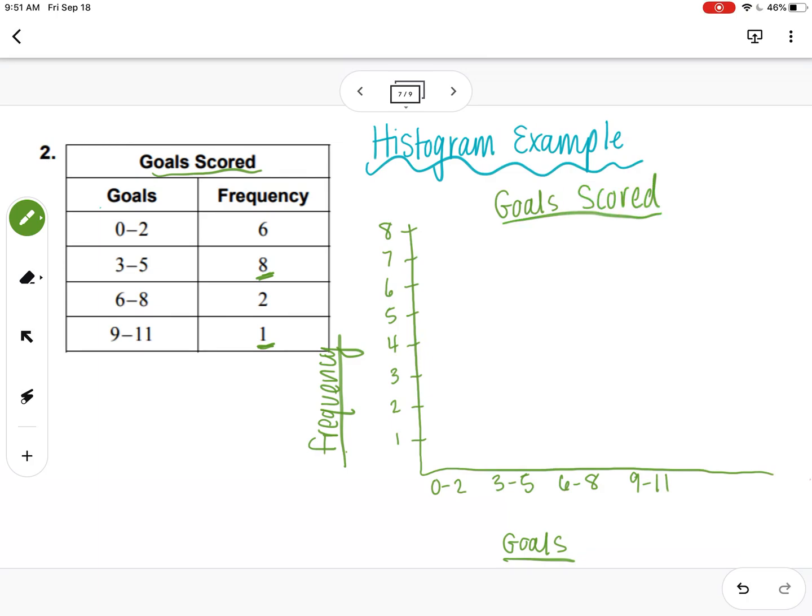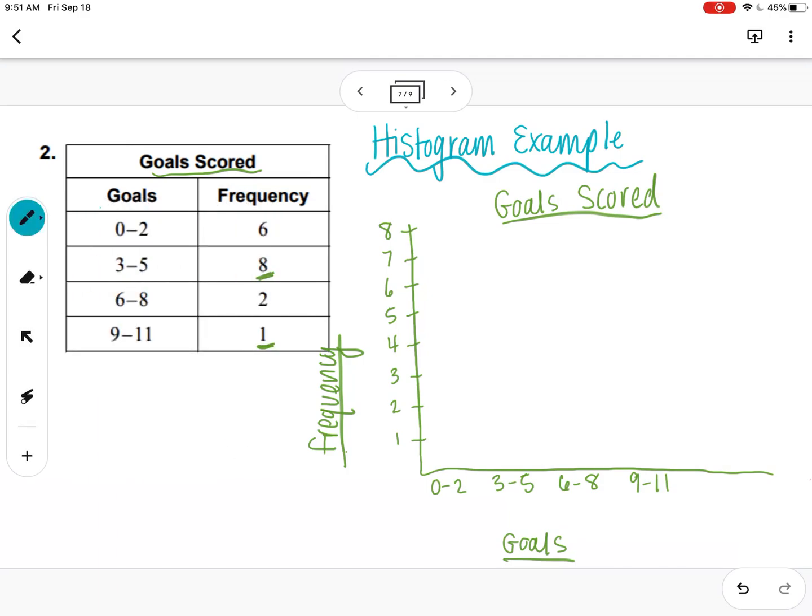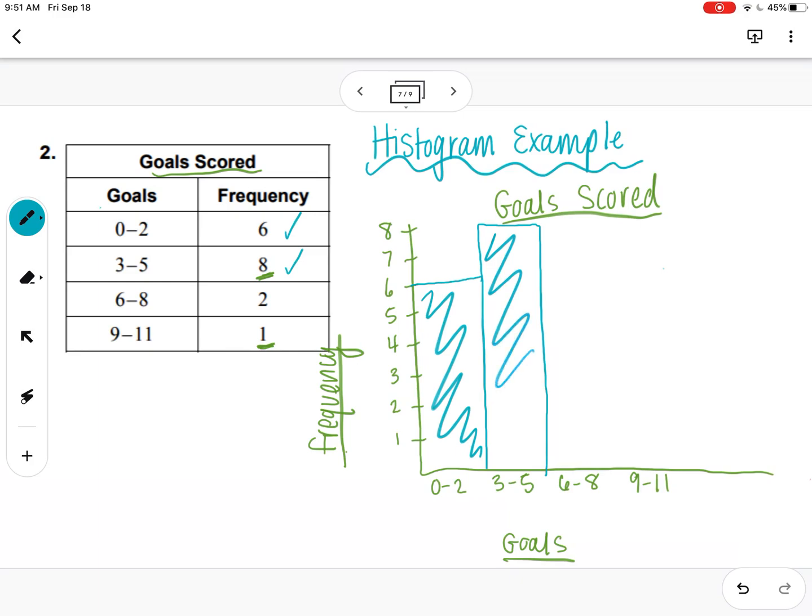Okay, and now all we do is we take those values given and we go ahead and create our histogram. So we look at our graph from 0 to 2, that occurs 6 times, so find 0 to 2, find 6, and you're going to create a bar. You can shade it in if you choose. Then we're going to look from 3 to 5. That occurs 8 times, so we're going to find 8. We're going to go all the way up to 8 and create that bar.